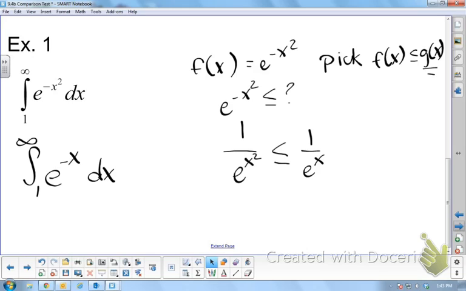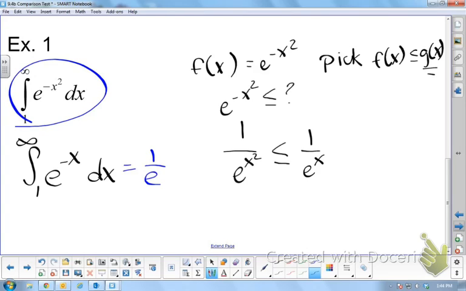So what did we get when we went through and integrated this? 1 over e. So that means the integral did converge to something. We don't have to just converge to 0. We have to converge to any actual number. Any number.